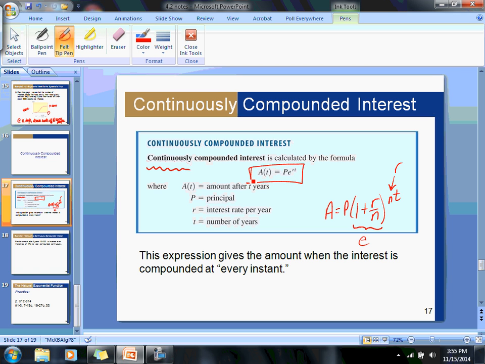So A is still the amount, P is your principal that you're putting in, R is your interest rate, and T is your time. In this case, it's number of years. And then we're going to use base e. It makes it a much more simplified equation, and it gives the amount when the interest is compounded at every instant. So that's the advantage of e. That's what e lets us do for this type of situation.